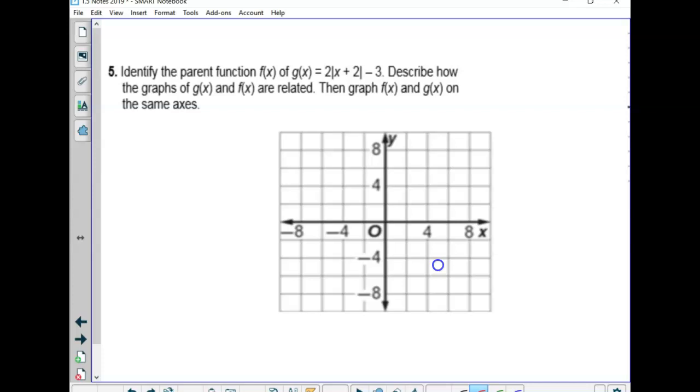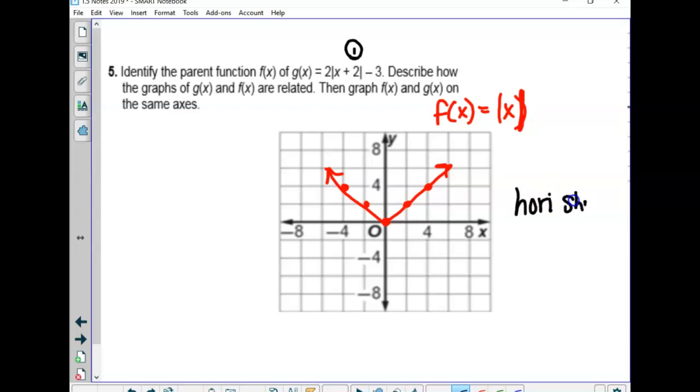All right. Number 5, the parent function is again just the absolute value. So it goes through 0, 0, 2, 2, and 4, 4 because they gave us graph paper that counts by 2s. Okay. What things are happening? 3 things this time. The first thing, what does this do in here? Horizontal shift, which if you just said it shifted left 2, I would be fine.